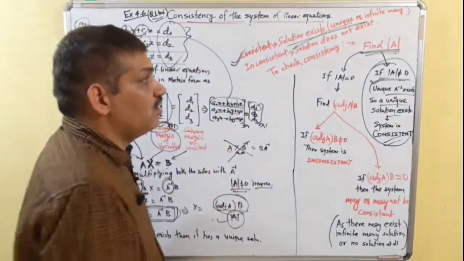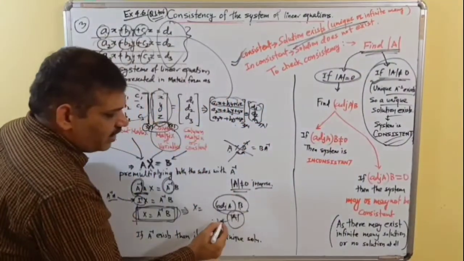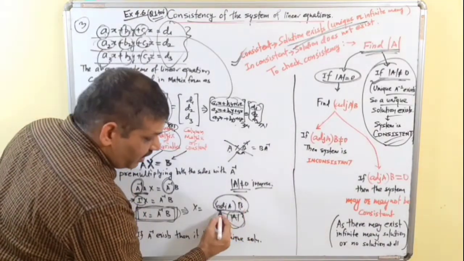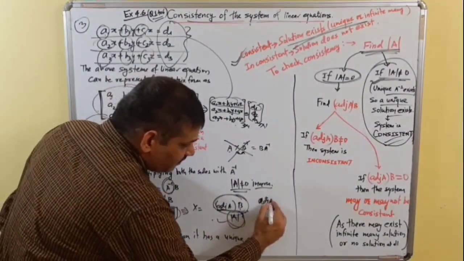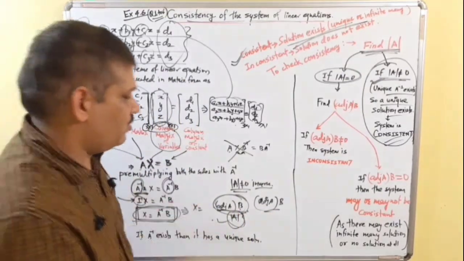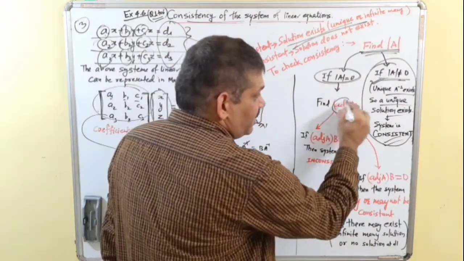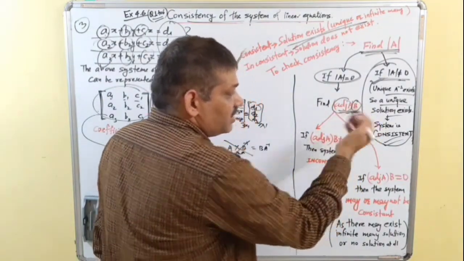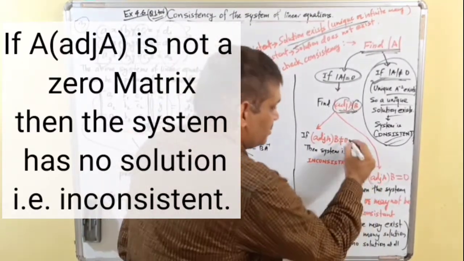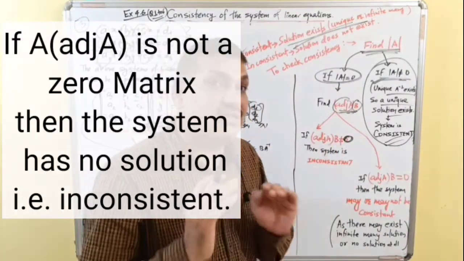Now let's talk about what we do if determinant A is 0. We find whether it is taking 0 by 0 form or what. That is, we find the value of adjoint A into B. Okay, how do we do it? Adjoint A is a matrix and B is a matrix. The product of these two matrices will be a matrix. If this matrix is non-zero, then the system is inconsistent.